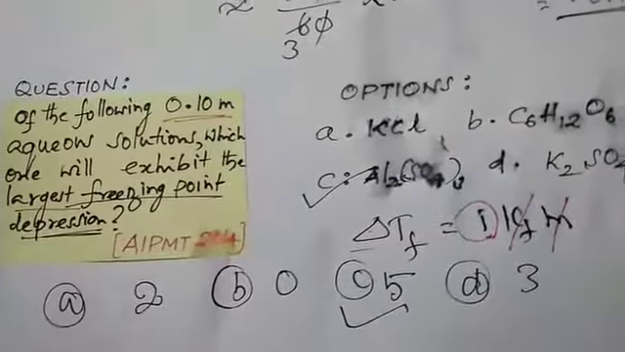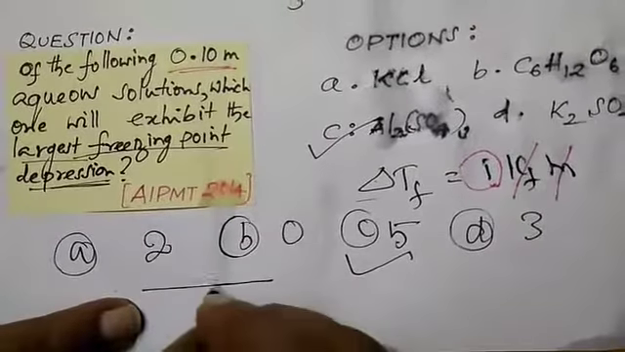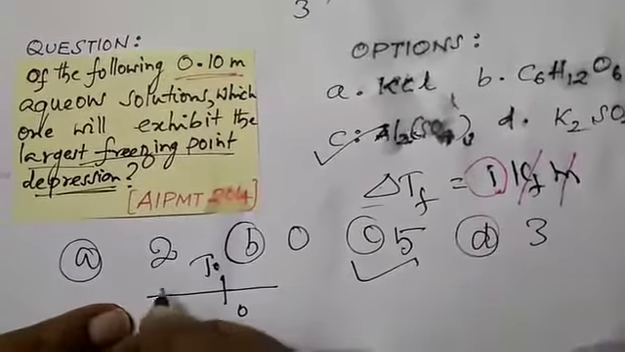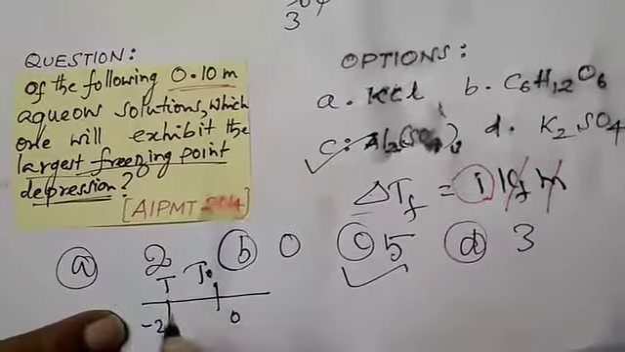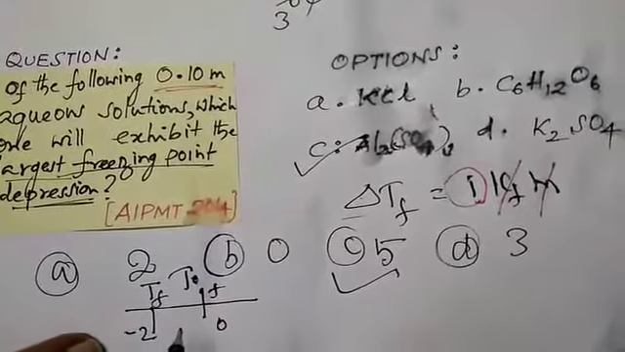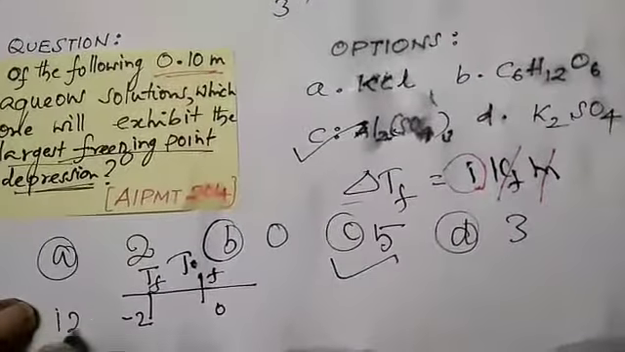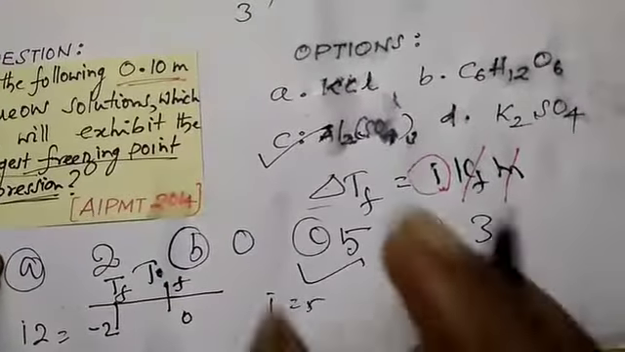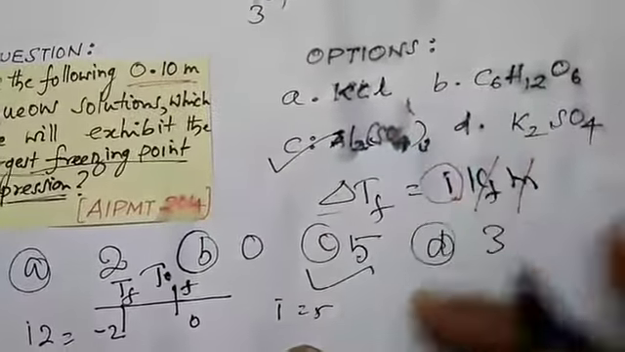Some other angle they may ask the question from. For that I am giving one more tip: I am drawing a line diagram for the freezing point. It is 0, that is your water. I am writing it as T0. Any solution decreases it. For example, I am writing minus 2, that is the freezing point of the particular solution. This is for i equal to 2, and this line is for i equal to 5, where the value is greater. The value being greater means delta Tf is also greater.